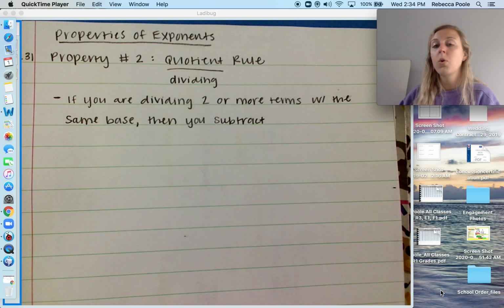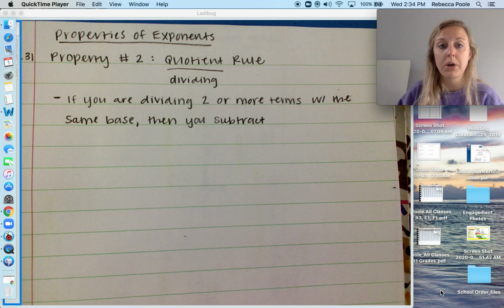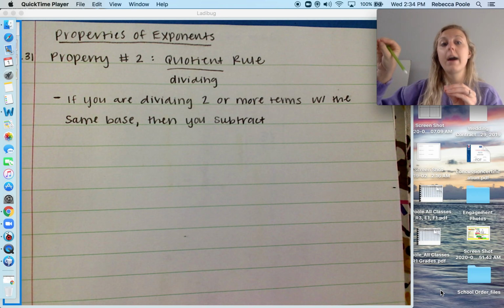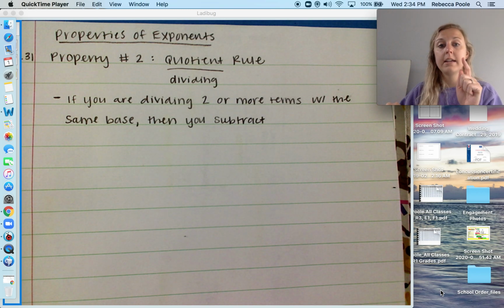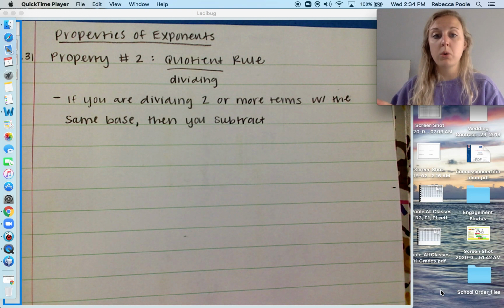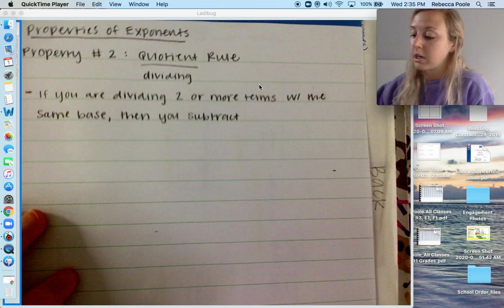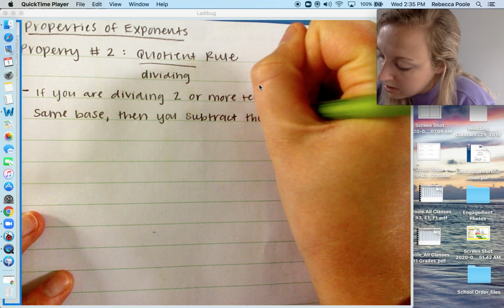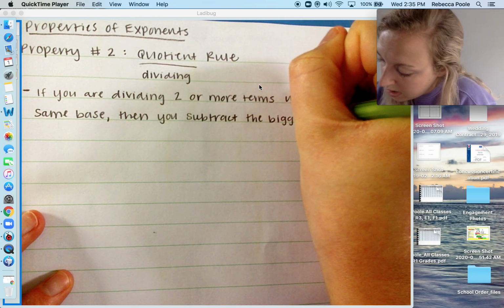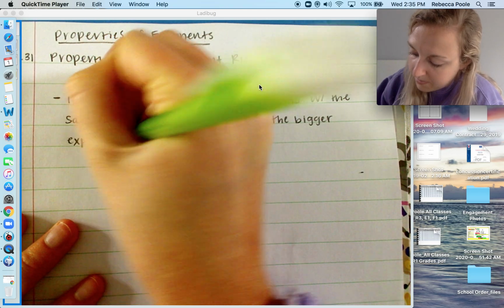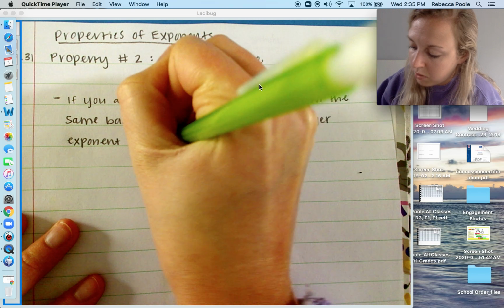The last rule was product, which meant multiplying, and when we multiplied, we added the exponents. Okay, quotient means divide. Isn't dividing the opposite of multiplying? Yes. So when we multiply, we add. Dividing is the opposite of multiplying. So the opposite of adding is to subtract. So we're going to subtract the bigger exponent minus the smaller one.